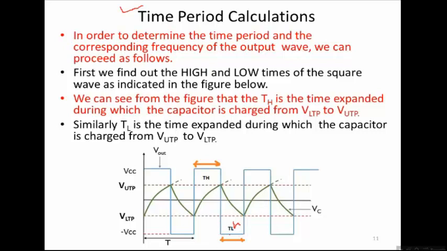And how much duration would it stay at the low level? As long as the capacitor voltage changes from UTP to LTP, for that duration the output would stay at low. So T low is the time expended during which the capacitor is charged from UTP to LTP. So these durations T high and T low would solely depend upon the time it takes for the capacitor to charge from one trigger point to the other, from LTP to UTP or from UTP to LTP.